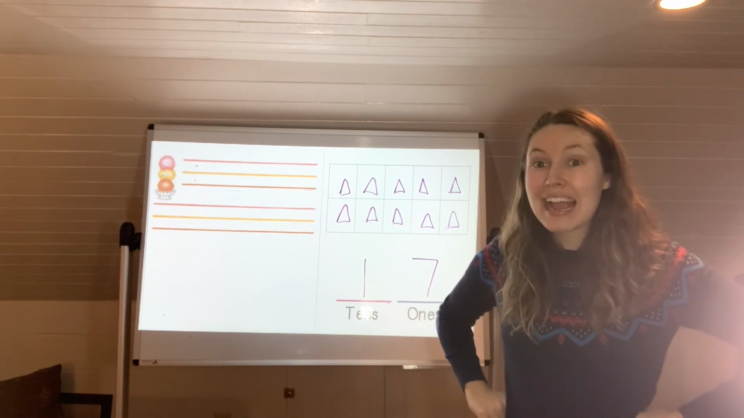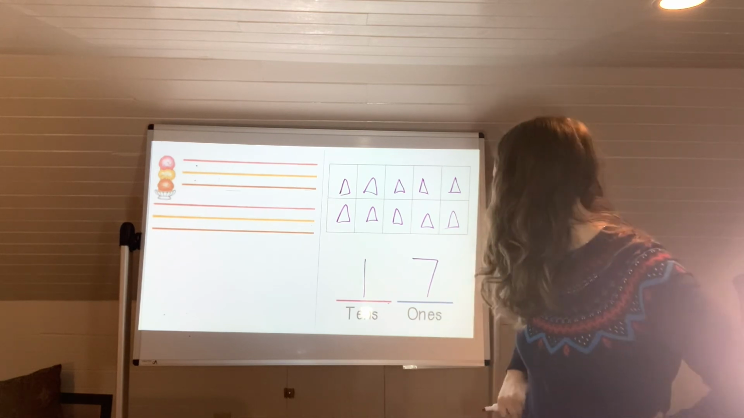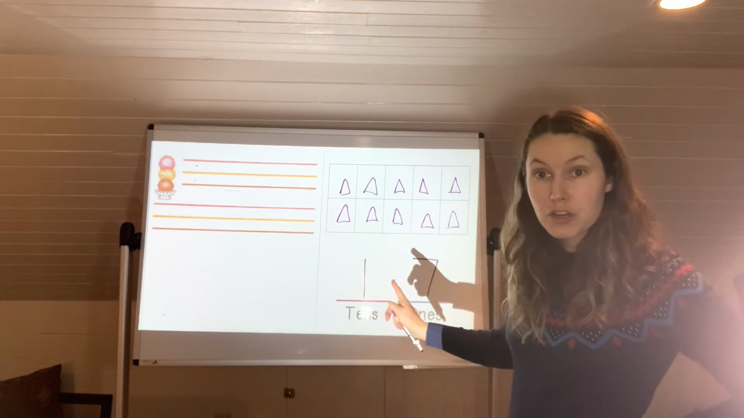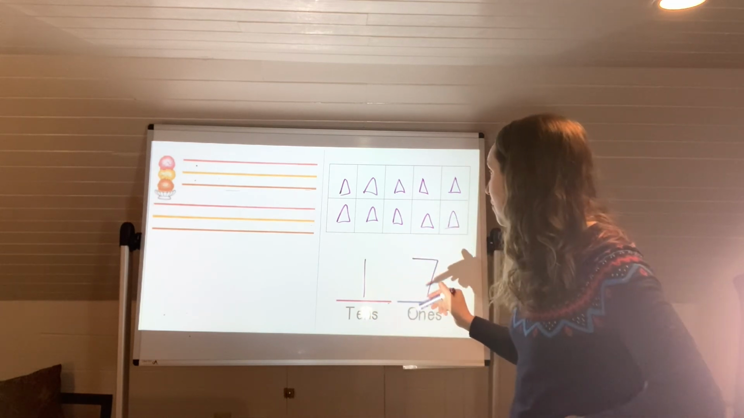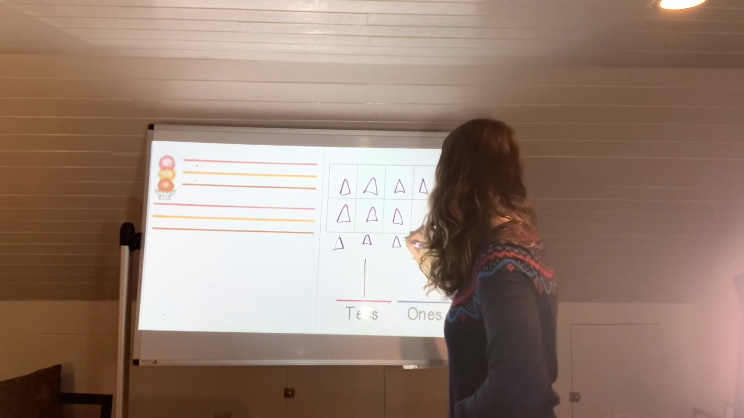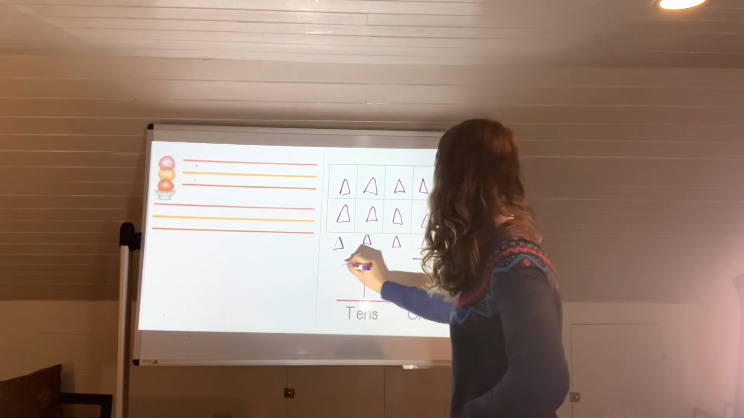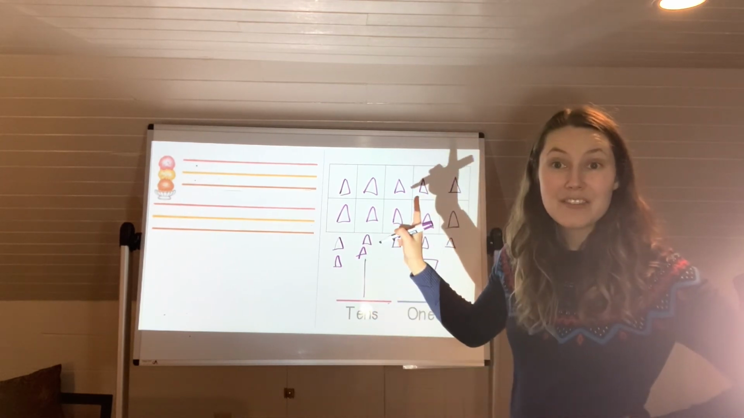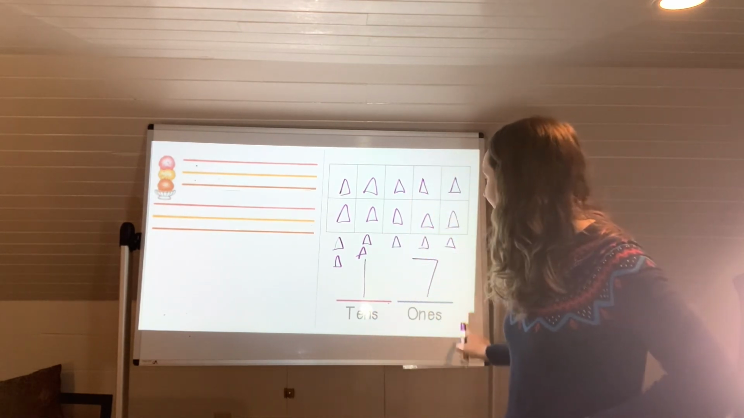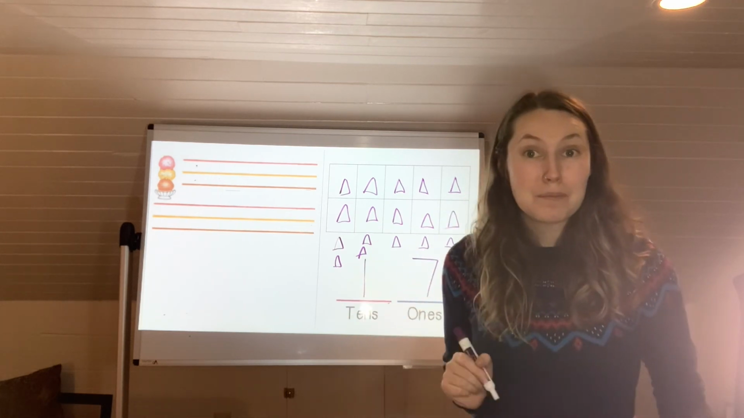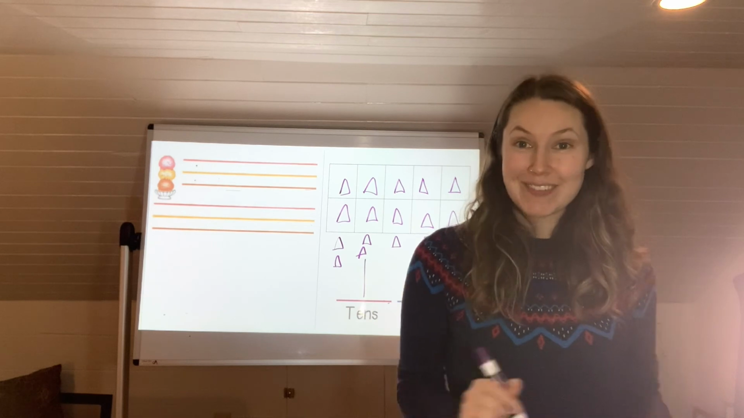It tells me that I need to add 7 ones to my group of 10. So now I have a group of 10 plus 7 more. So I'm going to make 7 more triangles. 1, 2, 3, 4, 5, 6, and 7. So now I have 10 and 7, and together that makes 17. So that's how I would build 17 using place value.